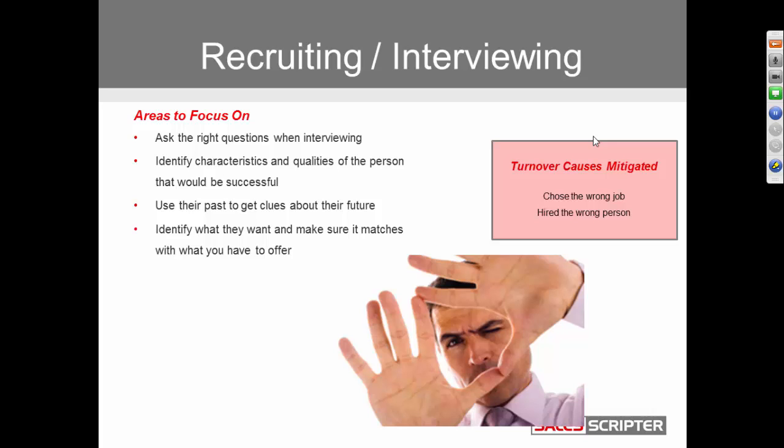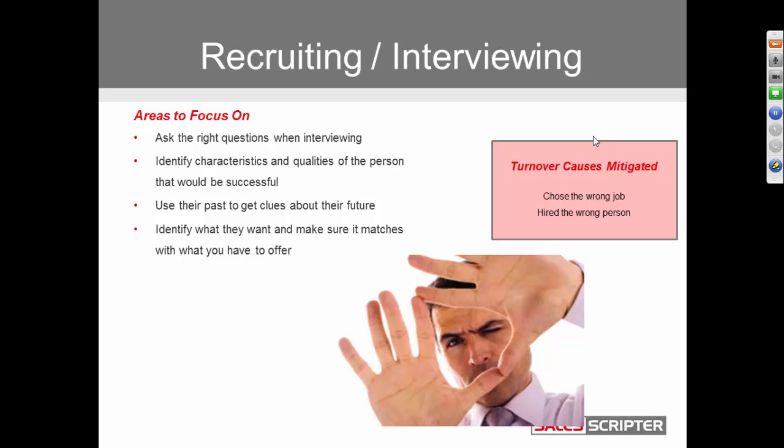So what can we do to improve recruiting? Well, it's all about asking the right questions when you're interviewing. This isn't going to be a course on interviewing, so I'll just kind of glaze over this, but make sure you're asking the right questions when you're interviewing. And one way to improve that is to identify the characteristics and qualities of the person that would be successful in the position that you're looking to fill.